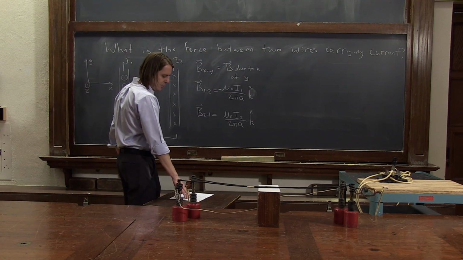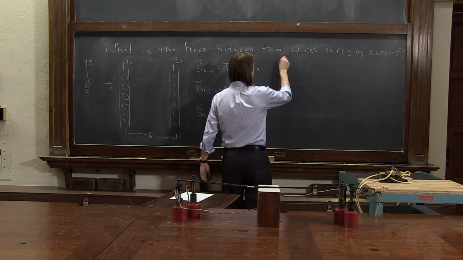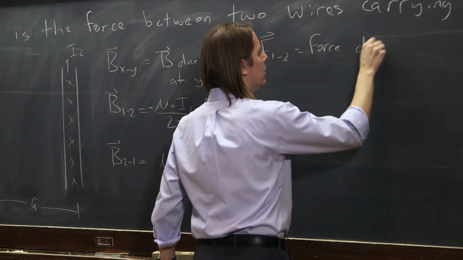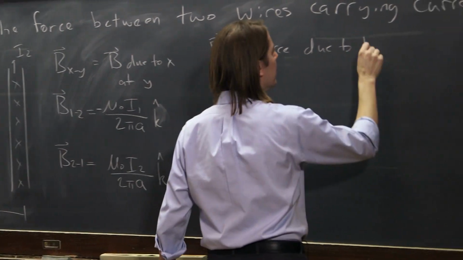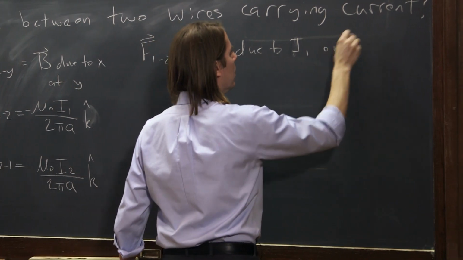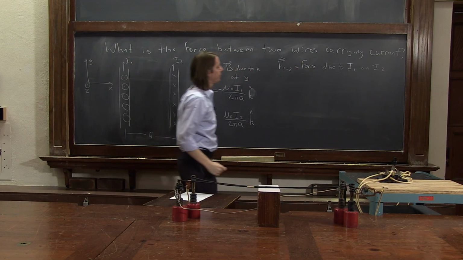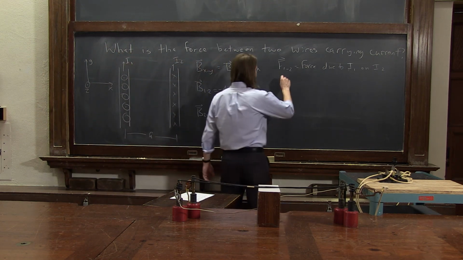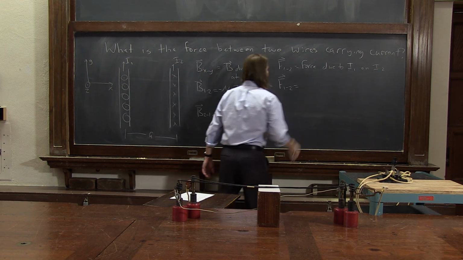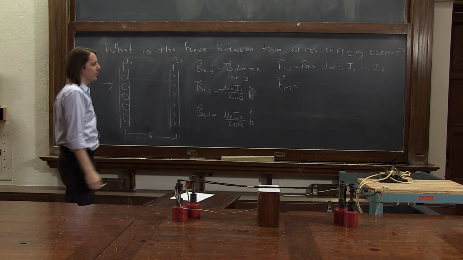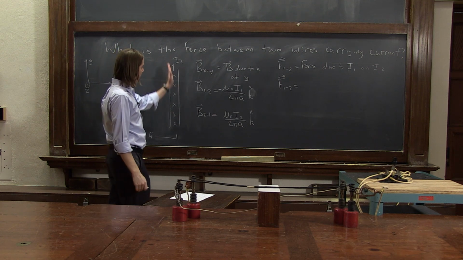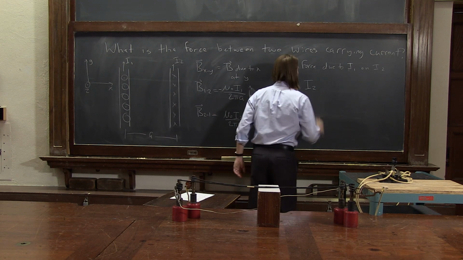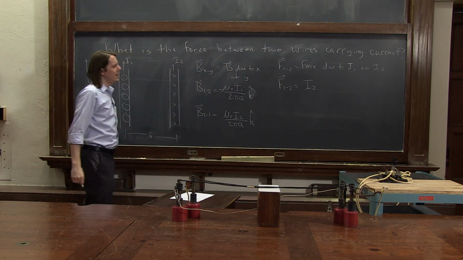So next, let's do F12. This is the force due to I1 on I2. Okay, so F12, then, let's think about it. We know that the force on a wire is I L cross B. So the force on I2 depends on its own current, so it's I2. And then L cross B.